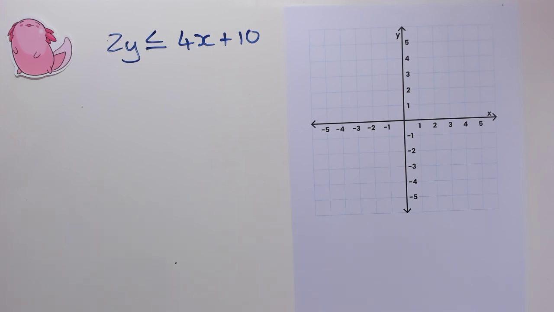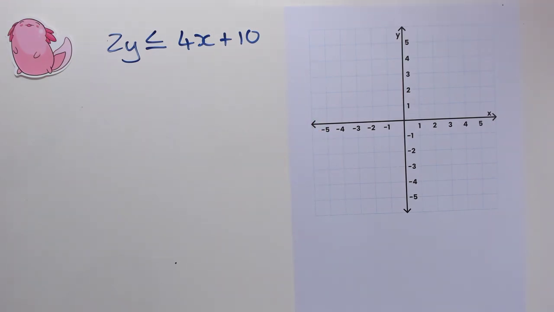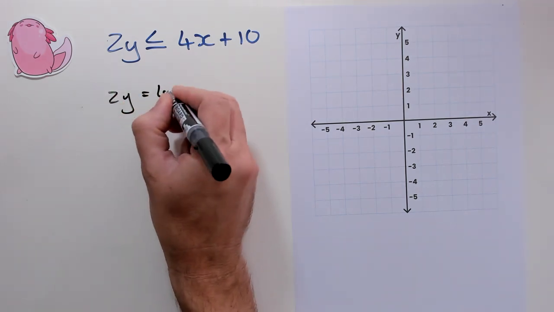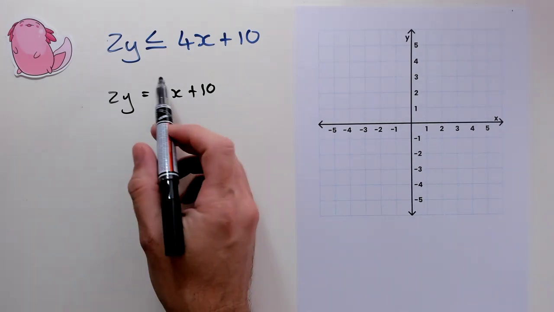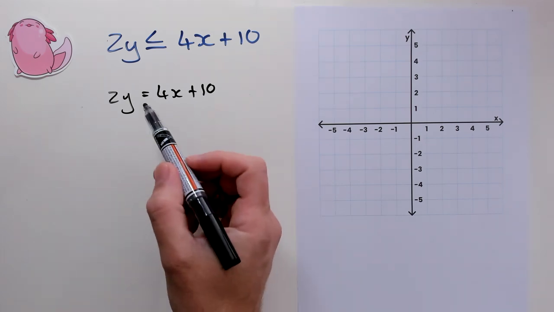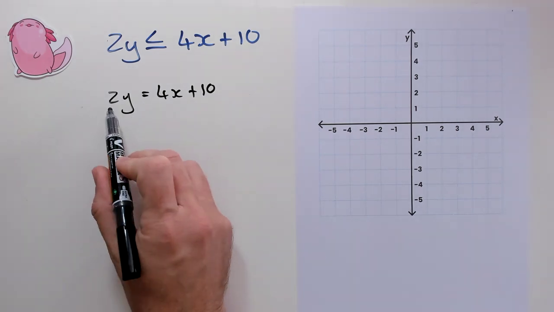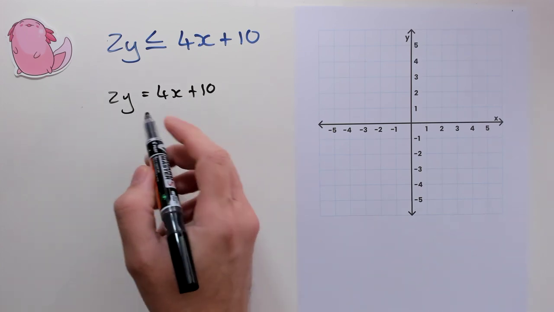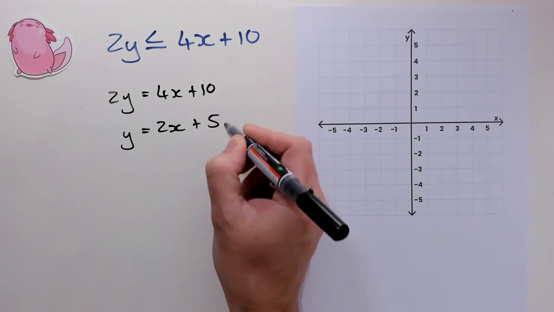So my tip is always to rewrite this as a normal equation. So I'll do 2y is equal to 4x plus 10. Again, if you don't want to, you don't have to. If you're really confident with your straight lines and everything, you can just quickly do this in your head. But I'm just going step by step because I have to explain it, right? So I don't want to know what 2y is, so I'll have to divide everything by 2 to get y alone. And that would be 5.